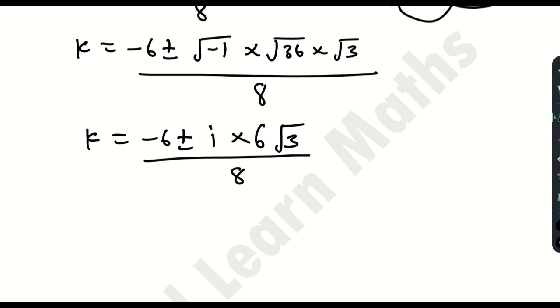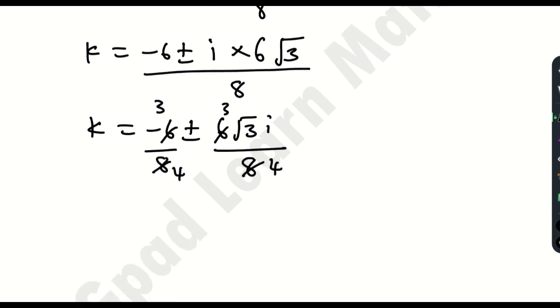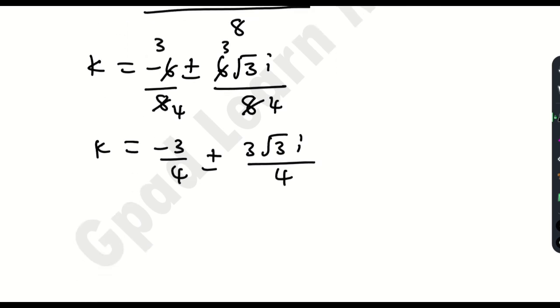Okay. So this can be written as k is equal to negative 6 plus or minus 6 root 3 i. Remember, this is being divided by 8. So I can write it like this. Divided by 8 here and divided by 8 here. So if you break this down, 2 here is 3. 2 here is 4. 2 here is 3. 2 here is 4. What do we have? We have that k is equal to negative 3 over 4 plus or minus 3 root 3i over 4. And I can write this as k is equal to negative 3 over 4 plus 3 root 3i over 4.